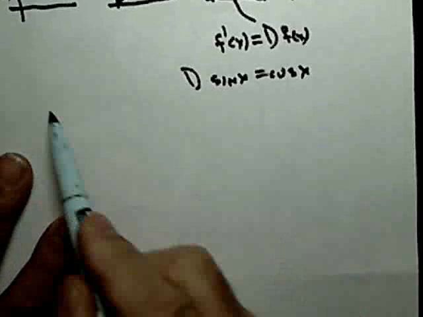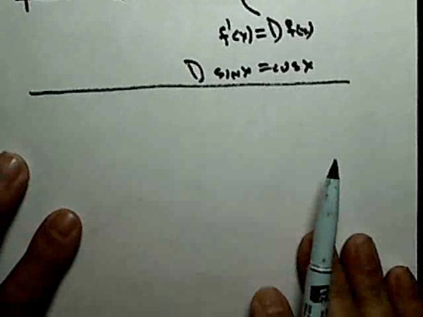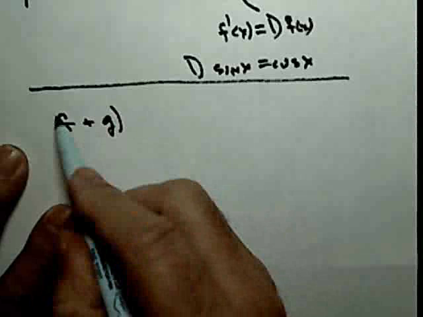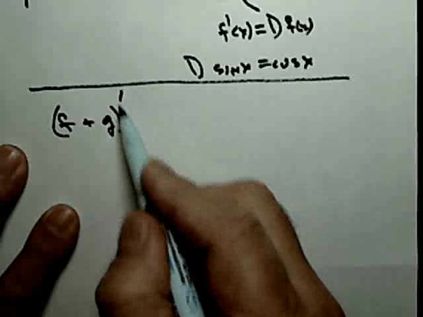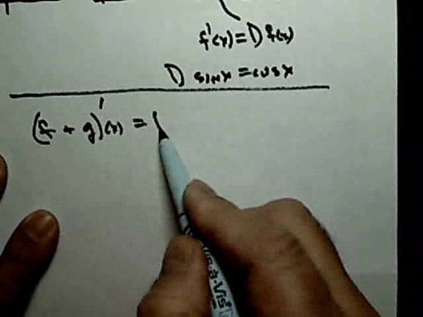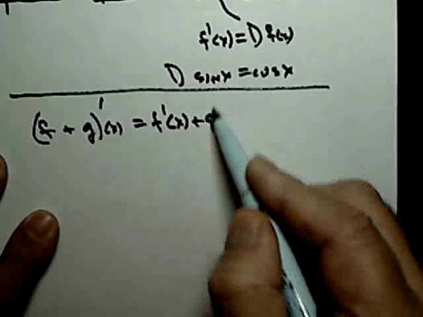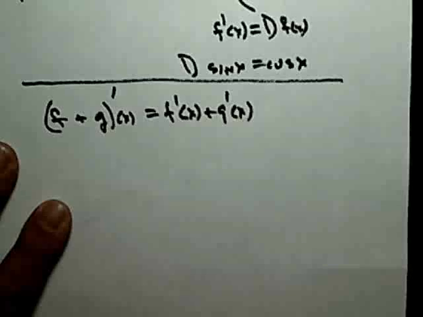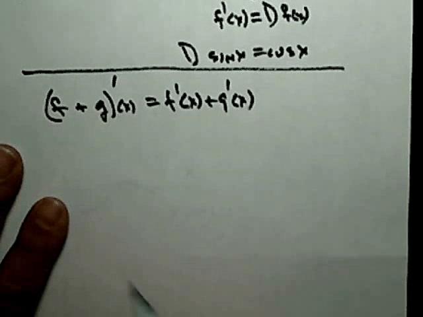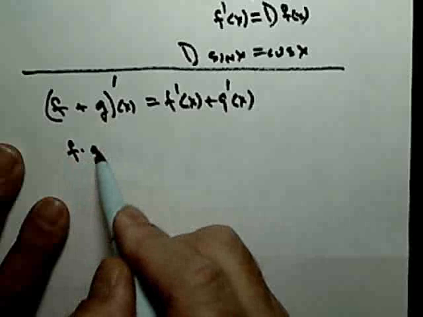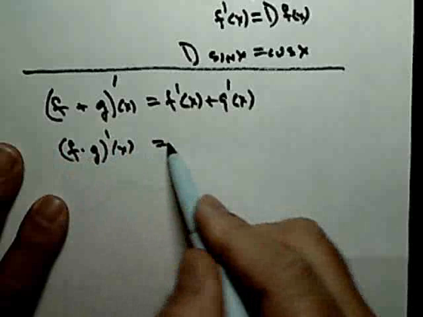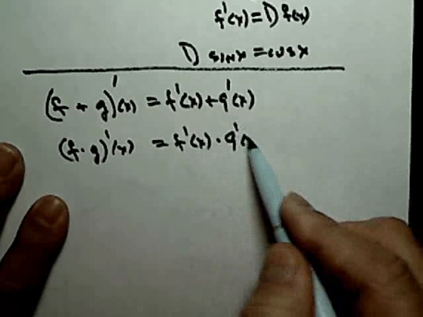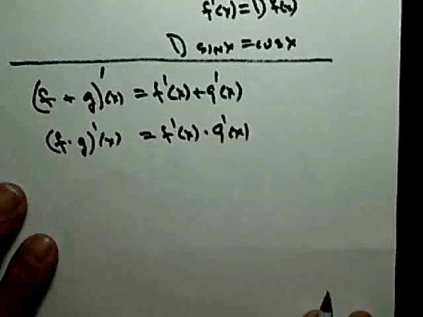For example, you learn that if you have two functions, f and g, and you want to know what is their derivative, it turns out that it's the derivative of f of x plus the derivative of g of x. So that would be one of the first rules you would learn. You might say, well, what is the derivative of the product of two functions? And you might think, well, it's just the derivative of f times the derivative of g. In fact, that would be a very reasonable first guess.